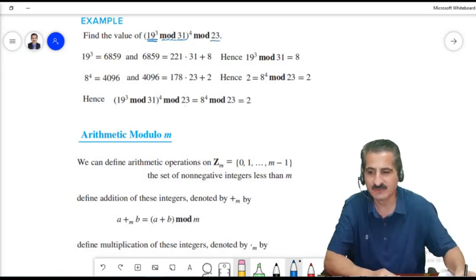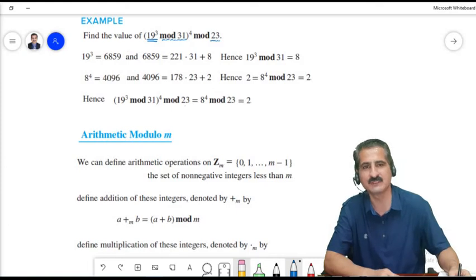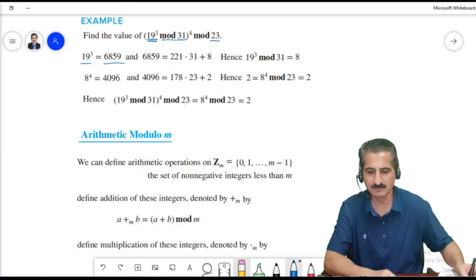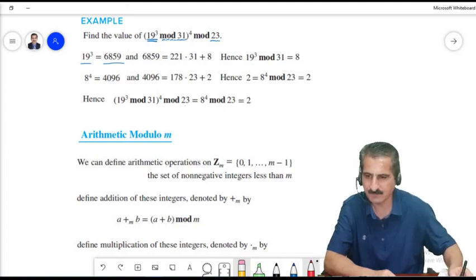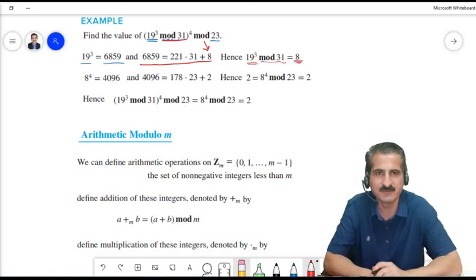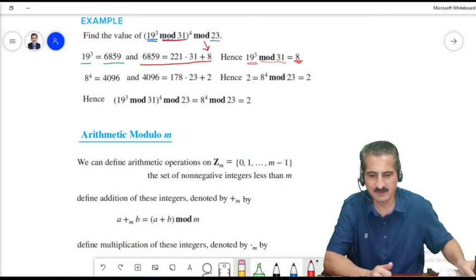So the first thing we need to do is to find out what is 19 to power 3. 19 to power 3 is this number. Now what do we do with it? We take the remainder of this number after dividing by 31, and this is the remainder here. So 19 to power 3 modulo 31 is 8. The remainder of dividing 19 cubed by 31 is this. What do we need to do next with that? So I will give this green.